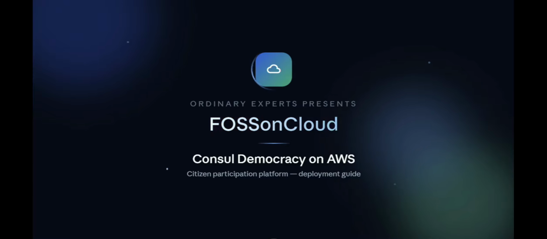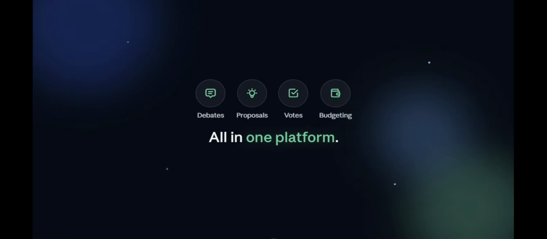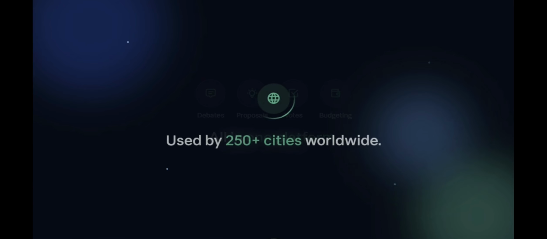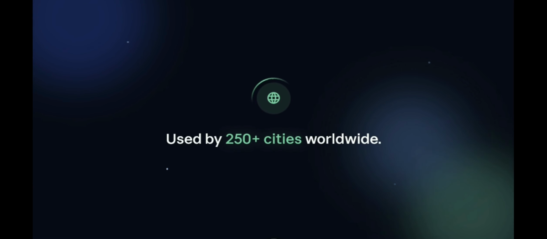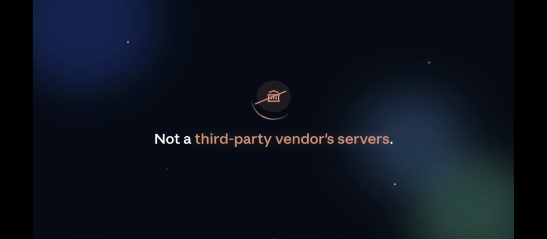Consul Democracy is an open-source software originally built for the city of Madrid. It's a platform where a government or organization can run public debates, collect citizen proposals, hold votes, and run participatory budgeting, all in one place. It's used by more than 250 cities and organizations worldwide. Running your own instance means your city, agency, or organization owns the platform, the data, and the process, instead of handing citizen participation over to a third-party vendor's servers.